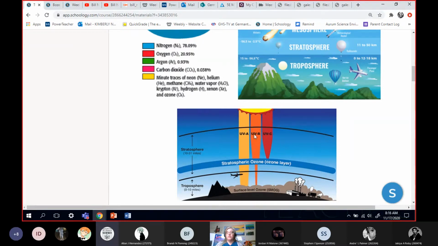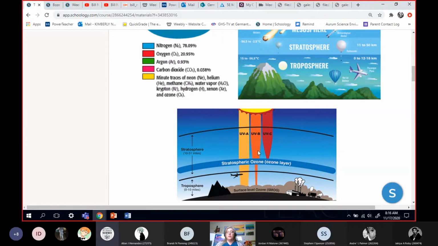And the ozone protects us from ultraviolet rays, these big, nasty, bad ones that would burn us. This UVA that comes through, that's basically just light. Okay, that's not going to hurt anybody. This UVB, that's the one that burns us. And UVC is crazy ridiculous. We are so glad that the ozone blocks all of that.